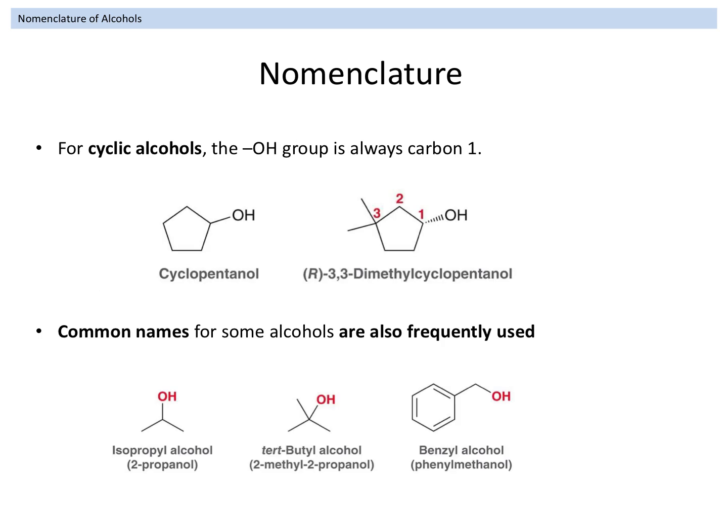When naming cyclic alcohols, the hydroxyl group is always assigned to carbon 1. This rule simplifies the nomenclature process by providing a clear starting point for numbering the carbon atoms in the ring. For example, in cyclopentanol, the carbon bearing the hydroxyl group is designated as carbon 1. Numbering then proceeds around the ring in the direction that gives the other substituents the lowest possible numbers.